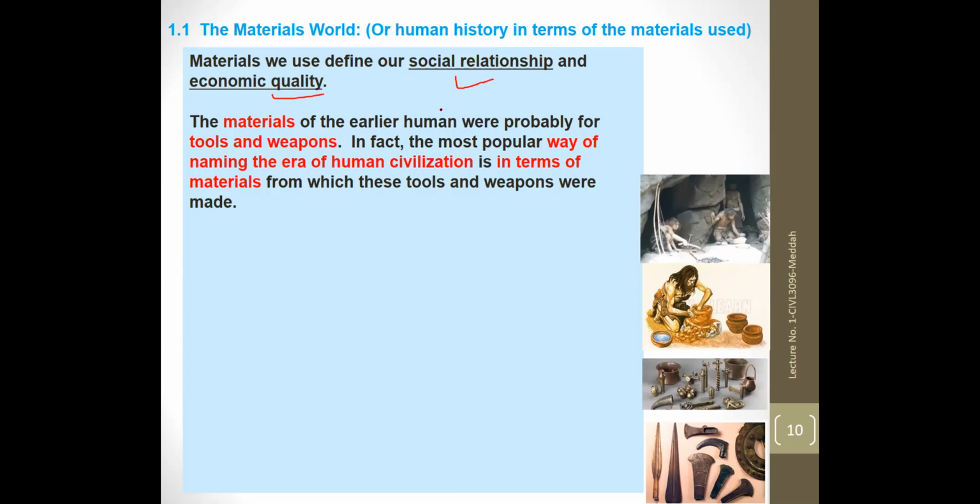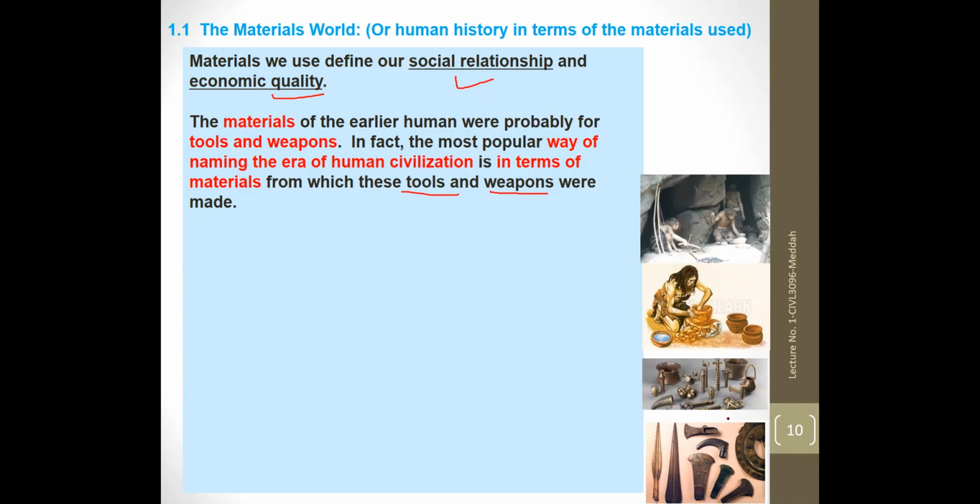We know that the beginner or the earlier human was using the materials mostly for what kind of use? Mostly for tools and weapons, because they needed these kinds of weapons to survive and to make their life. So this is why we are saying that our life is linked to materials, and there is a social relationship between the materials and the human, because we are using the materials in different ways as tools or as weapons or for other purposes.